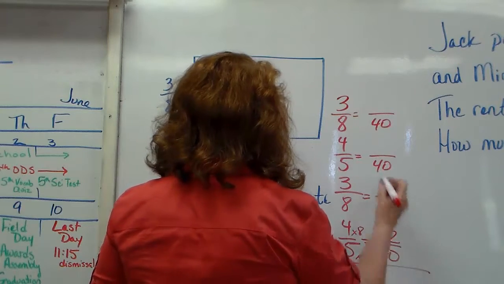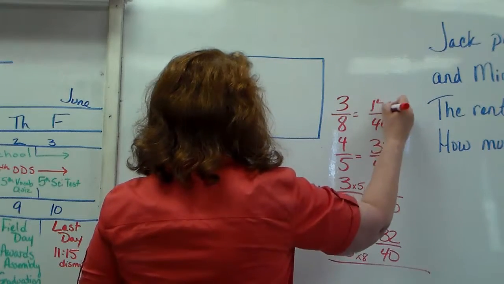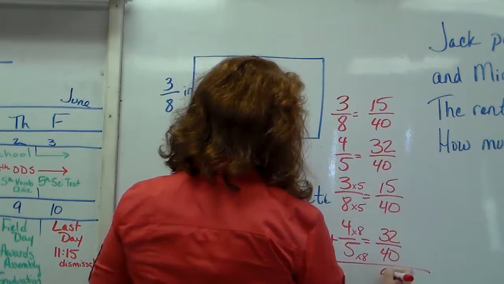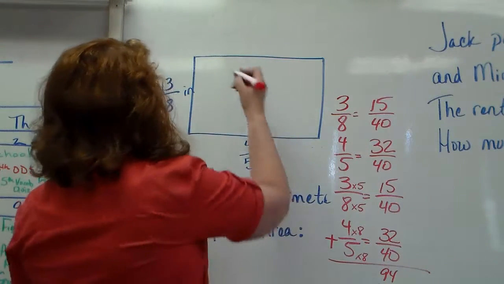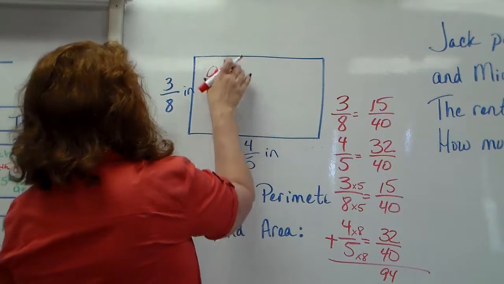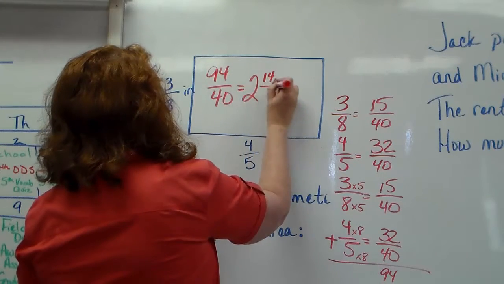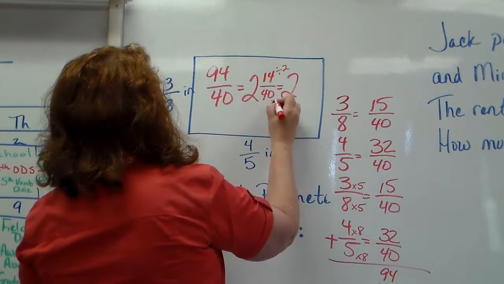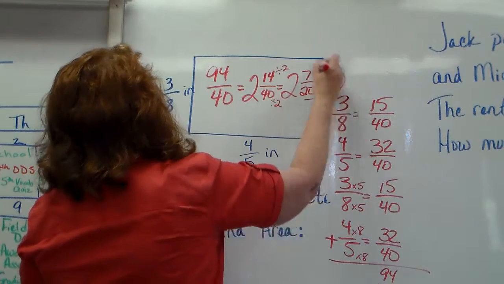3 times 8 is 24 and 4 times 8 is 32, and 3 times 5 is 15, and 15. So I have 30, 60, 94. 94 over 40 is my perimeter. And I need to be able to simplify this. 40 goes into 94 twice. 2 times 40 is 80, with 14 40ths left over, which is the same as divide by 2, divide by 2, 2 and 7/20 inches. That's my perimeter.